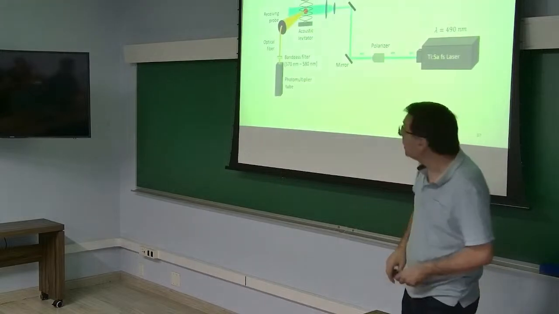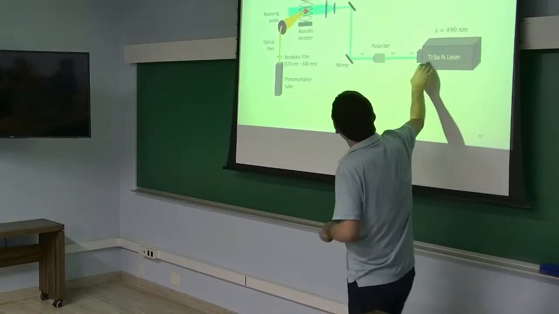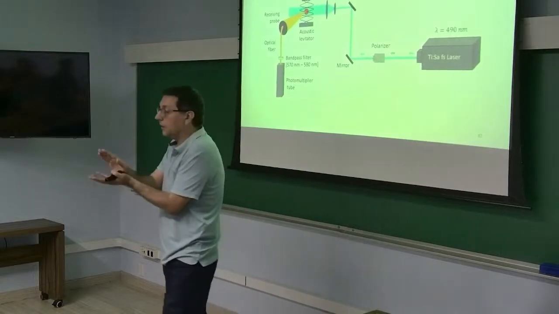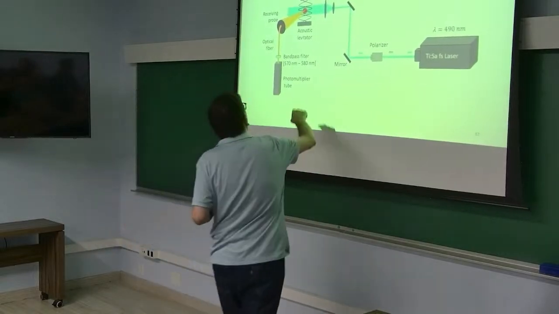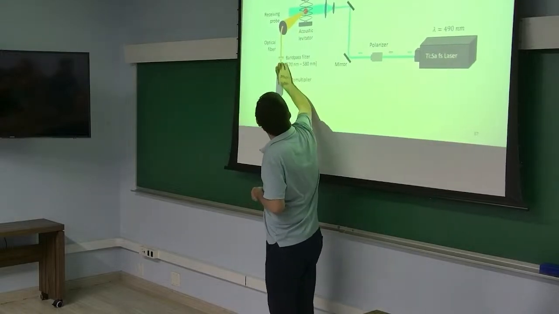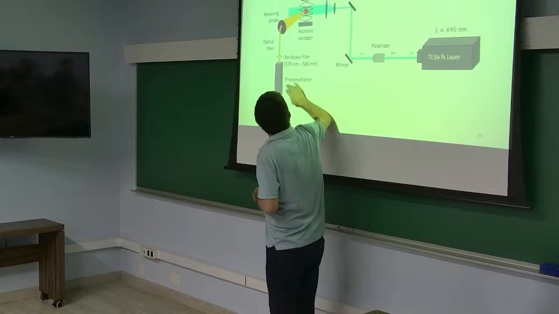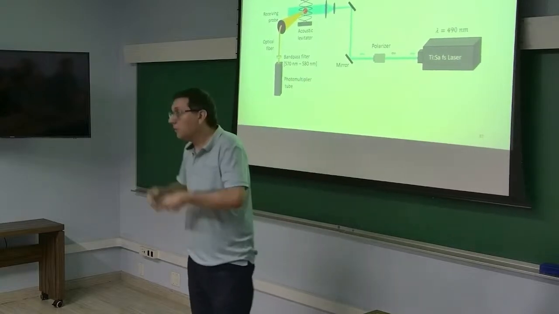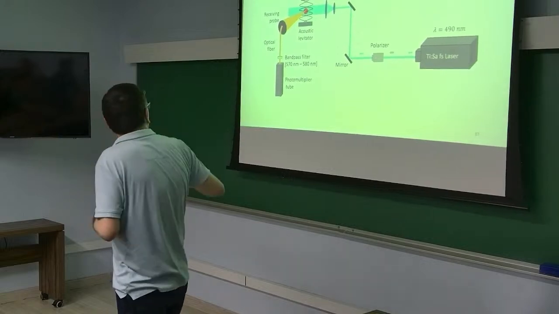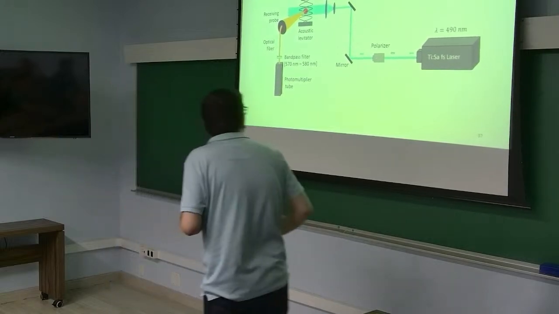So the measurement is relatively simple. We use the femtosecond laser. The laser beam is enlarged to illuminate the whole droplet volume. The fluorescence signal is detected by the photomultiplier, and we analyze the fluorescence decay to measure the fluorescence lifetime.